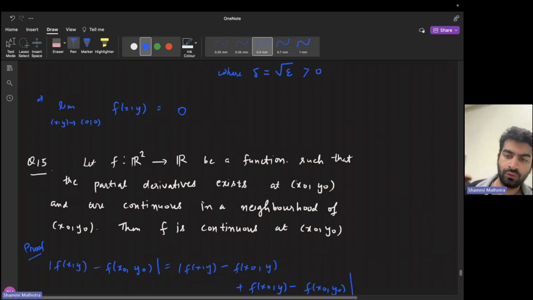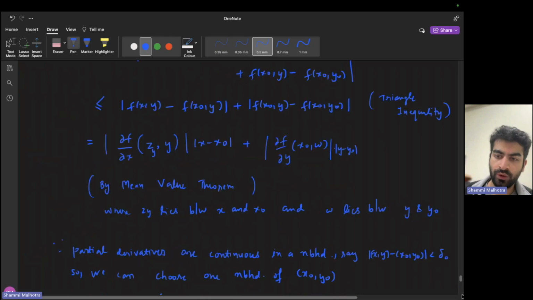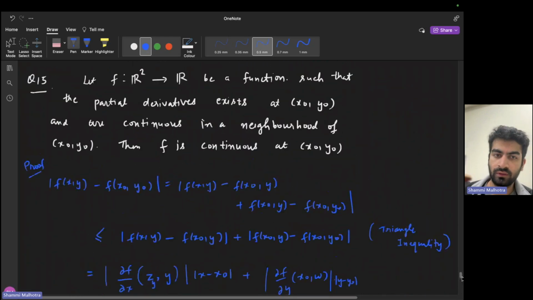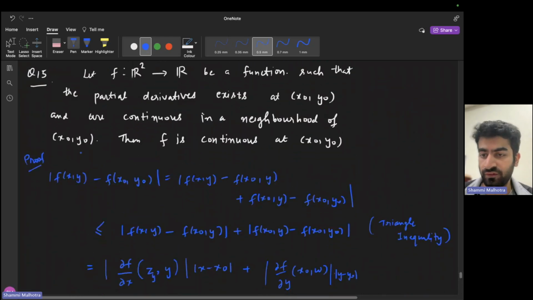So we would like to prove this. How are we going to prove this? We are going to prove this just by considering the definition. So I consider the function f(x,y), and I consider its difference with the point f(x naught, y naught). I would like to use the partial derivatives. One of the main theorems which connects the function and its partial derivatives is the mean value theorem, which we have studied in the one-dimensional case.